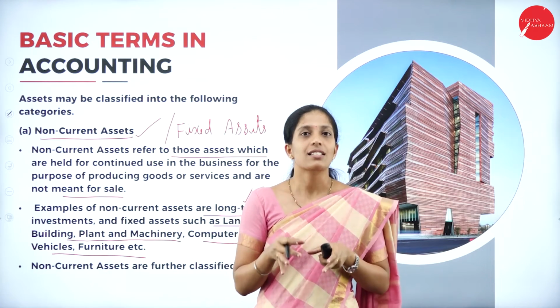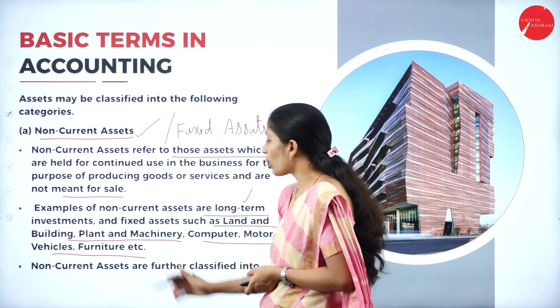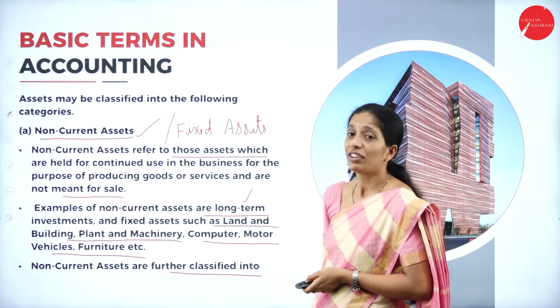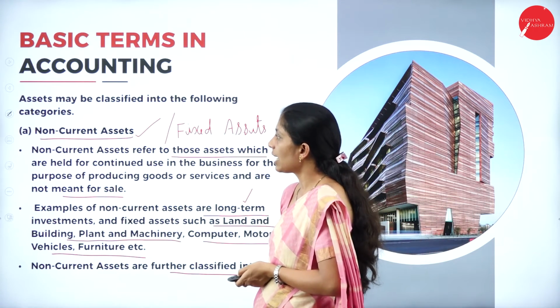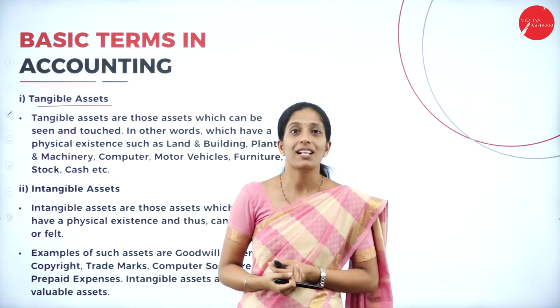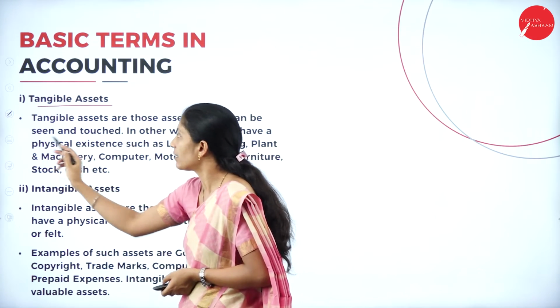Other than that, this asset will be there in the business for a longer period of time. So non-current assets are further classified into, let us see what are the further classifications of non-current assets. The first one is tangible assets. What do you mean by tangible assets? These are those assets which can be seen and touched.